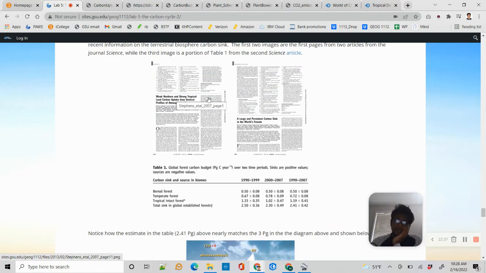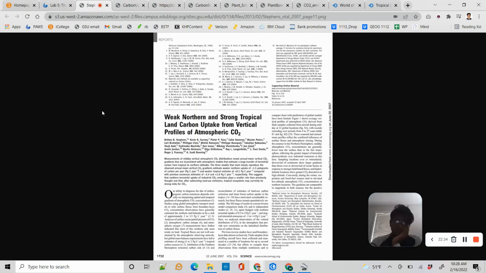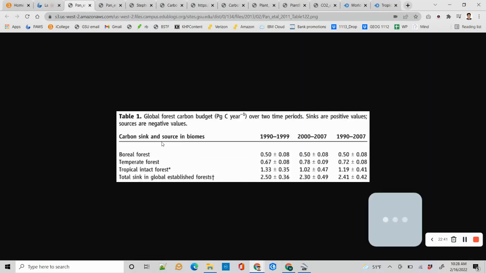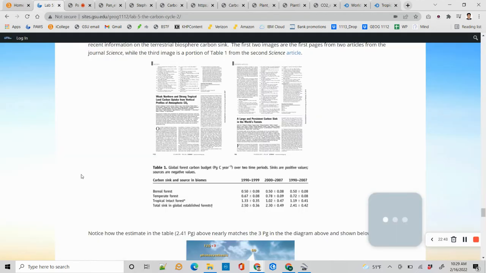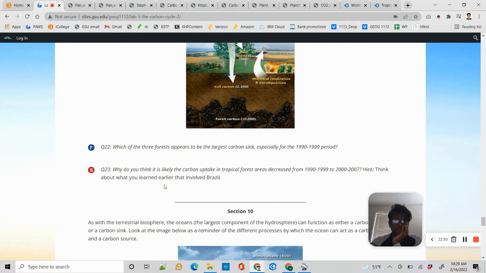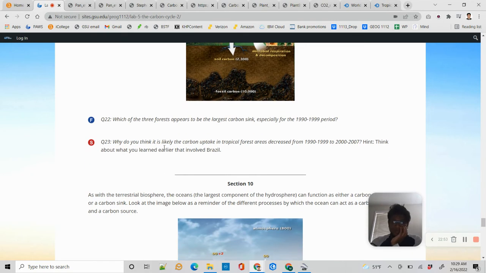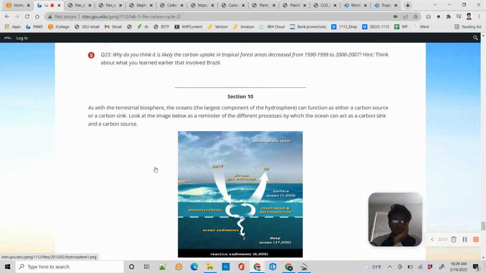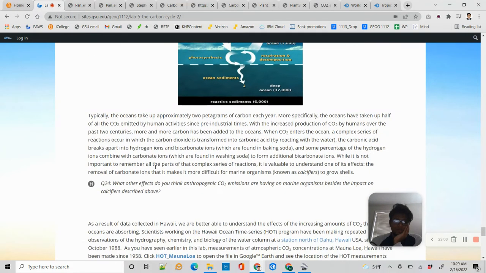Then definitely study this picture. Read the description here, and then study this table, the carbon sequestration in biomes, whatever it is. Just study them, which will help you to answer questions 22 and 23. The answer is already there. If you don't study that, there's nothing I can do for you. So then the final one, I guess.